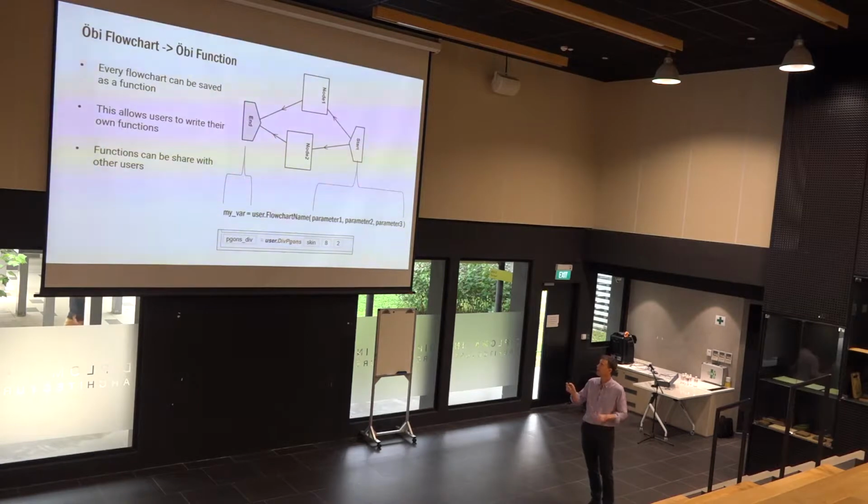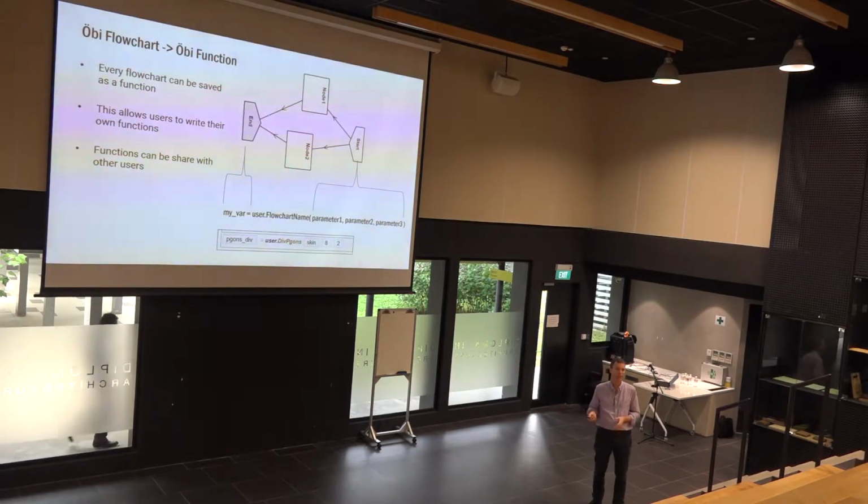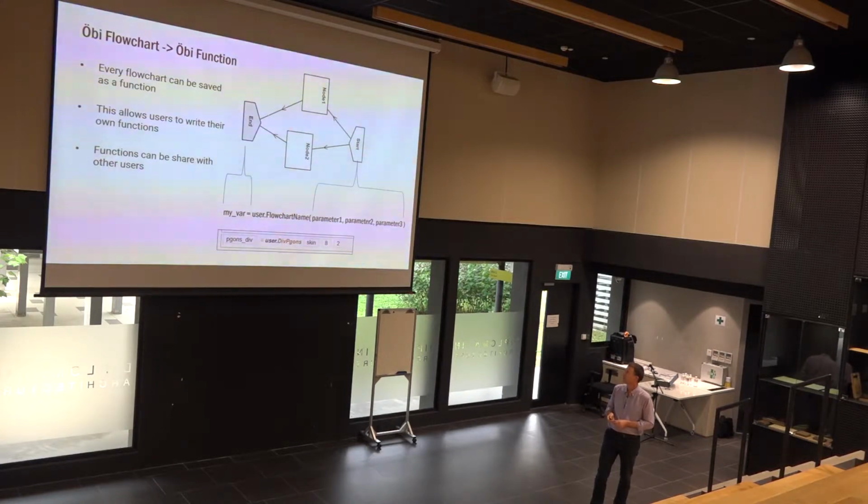So this flowchart, when you look at it from start to end, you can also take the flowchart and turn it into your own function. So you can say, okay, I made some complicated flowchart to make windows. Then I can save my flowchart as a window function. And then when I make my building, I can say, okay, now I'm going to make windows with my window function. So you can make your own functions.